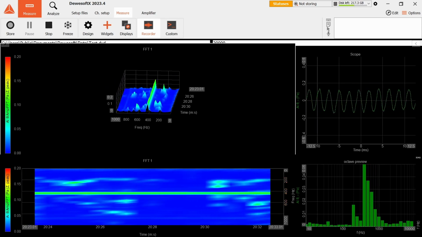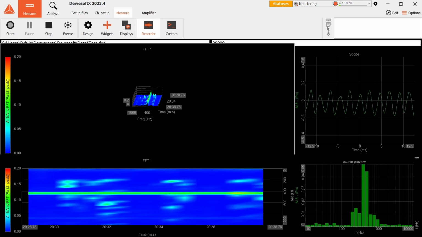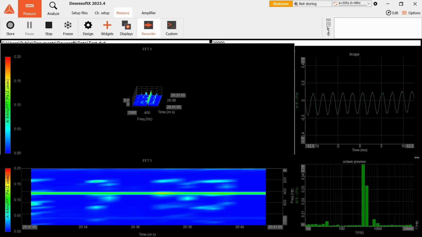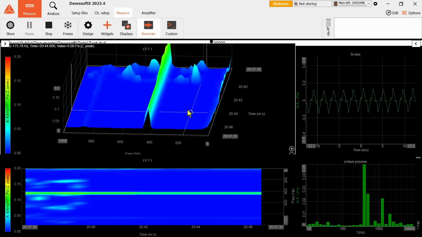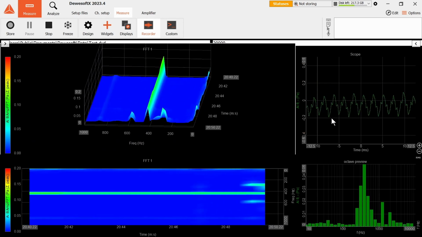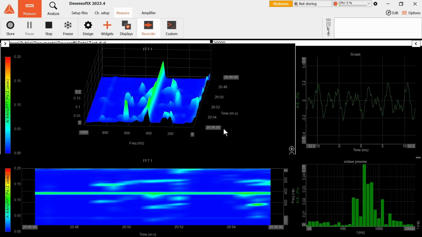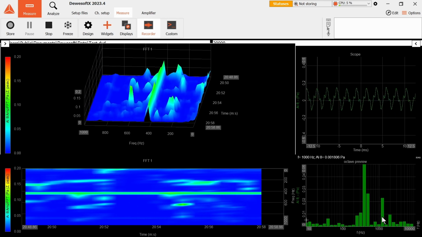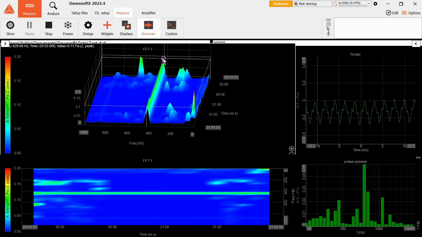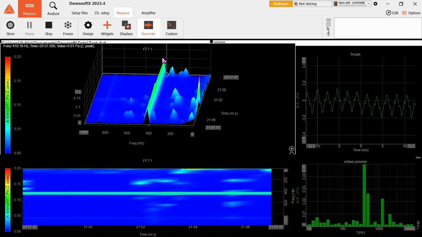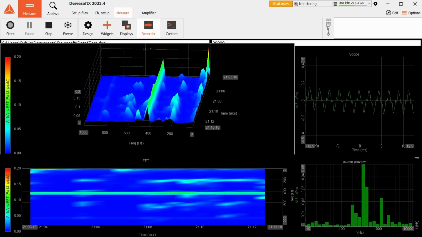Let's try another shape. For example, a triangle wave. You can see that this is quite a triangle. It's sort of ugly, and if we look at the FFTs, it looks about the same. So triangle waves are quite similar to sine waves, or at least that's how my computer reproduces them.